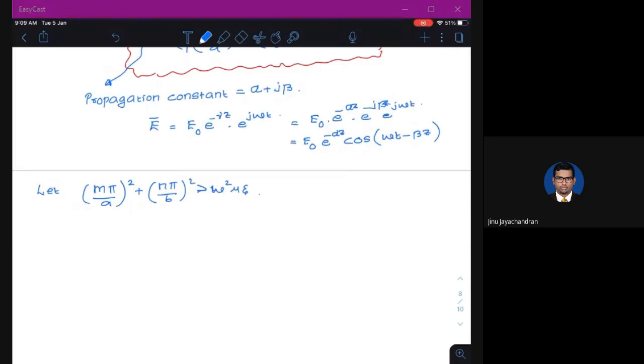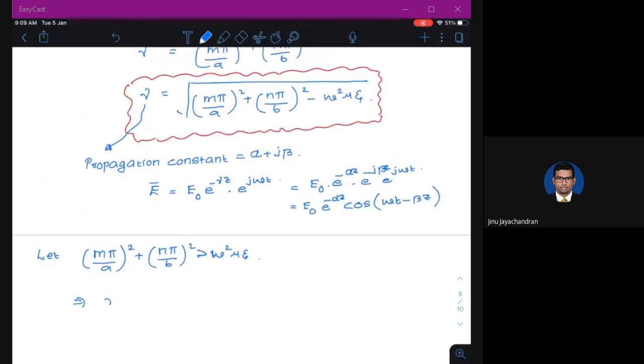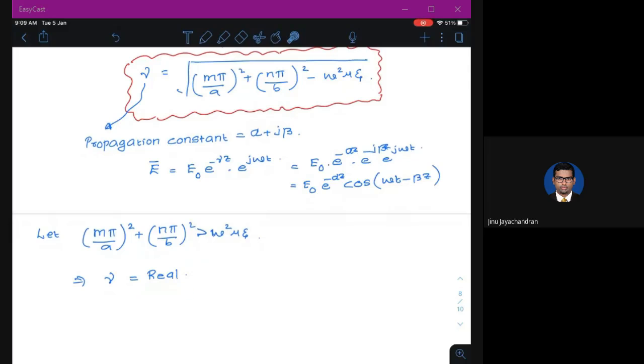Let's complete this. So let (mπ/a)² + (nπ/b)² be greater than ω²με. This implies the value of gamma is real. If you substitute it here, you see this is positive, so the value of gamma is positive. So the value of gamma is real. Gamma is equal to α + jβ, real implies β is equal to 0.